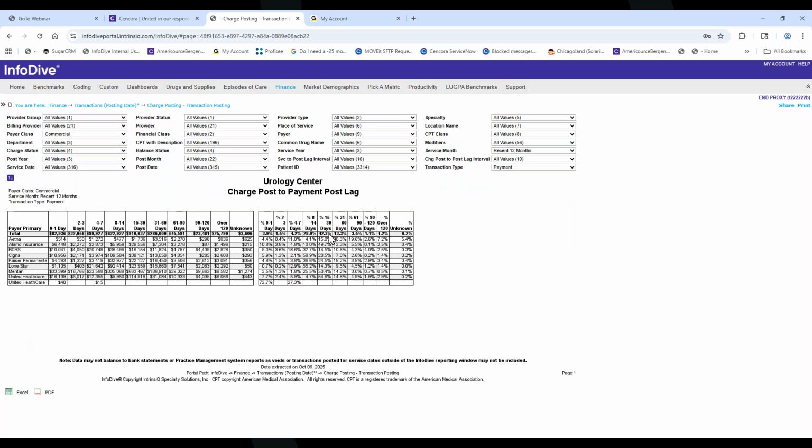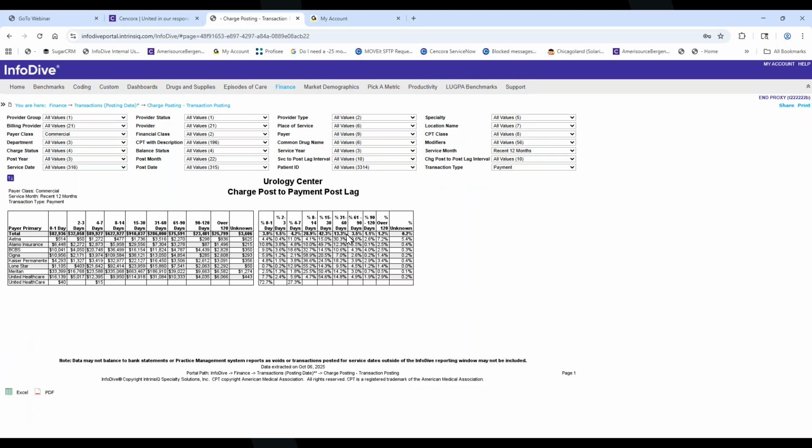As I come down through here, I can see that Meritan is doing decent. They're right at about 80% of the time getting paid in 15 to 30 days. So when you go to negotiate, you can always say, hey, we appreciate the fact that you're paying us in a timely manner, but we still need to see the rates come up a little bit. So you can kind of throw them a little bit of a biscuit there.